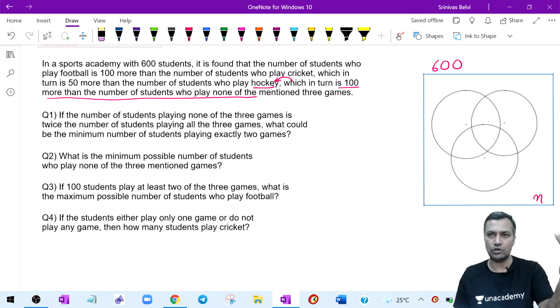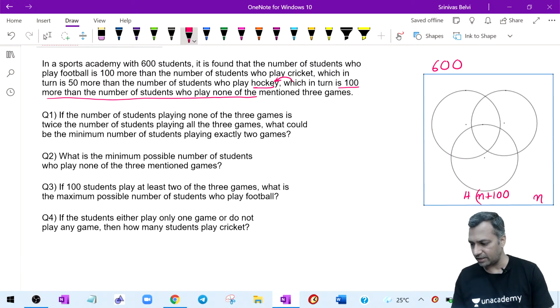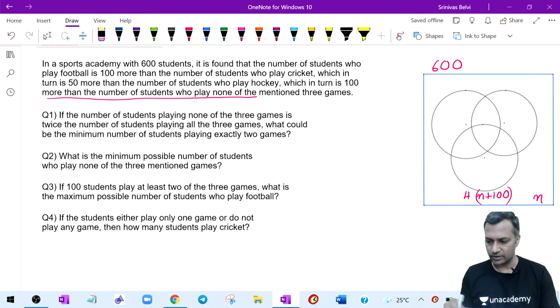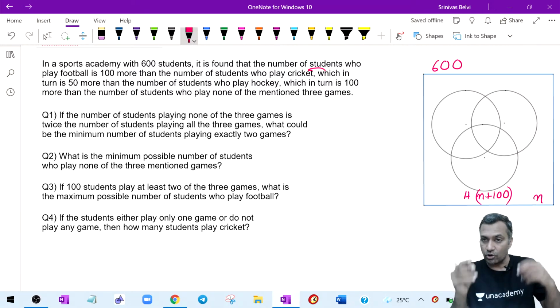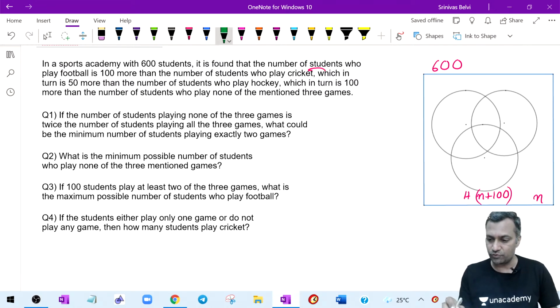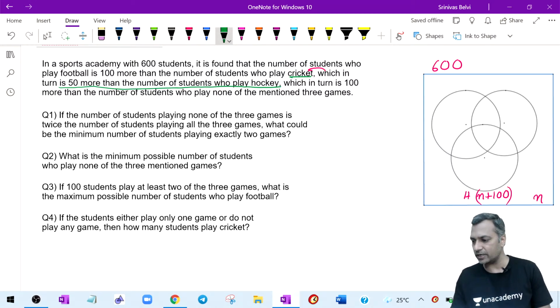Okay, I called it N. Let the value of none of these be N itself. Then he's saying hockey is how much? Therefore, hockey is nothing but N plus 100. Fair enough. That is the value of hockey. Then hockey story is over. Coming to this, after reading only will you get to know. Cricket, the relative pronoun, refers to the noun which comes just before it. So it is referring to cricket. Cricket is 50 more than the number of students who played hockey. Hockey is N plus 100, therefore cricket is 50 more than this number, which becomes N plus 150.